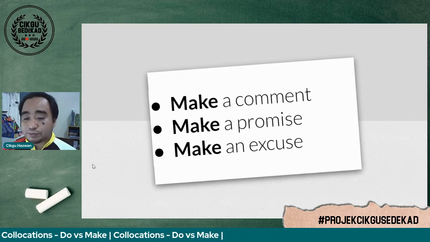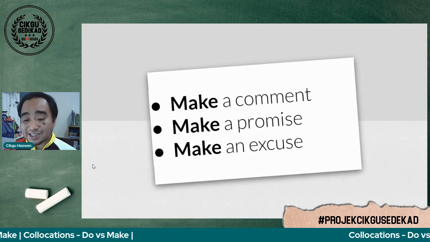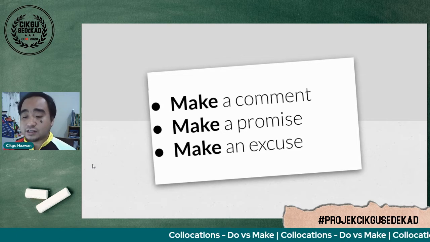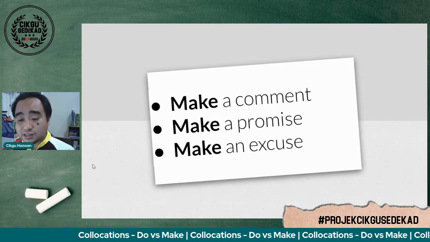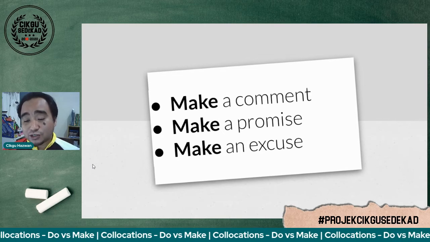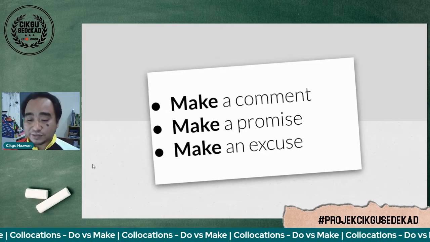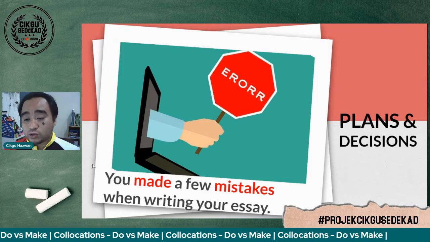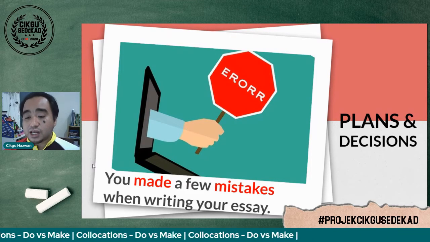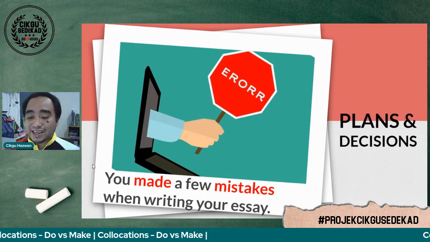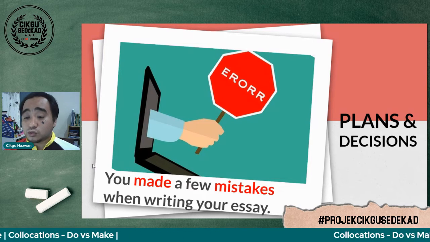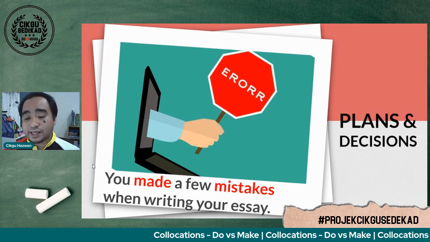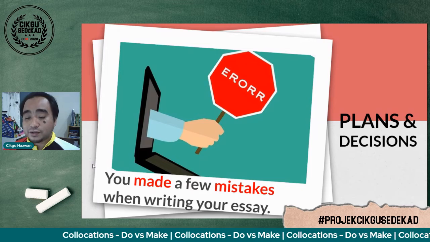Next, you make a promise and also make an excuse. You don't do an excuse, but you make an excuse because the result is the excuse itself, whether the excuse is accepted or rejected. We also use make when we want to describe our plans and decisions. For example, you made a few mistakes when writing your essay.